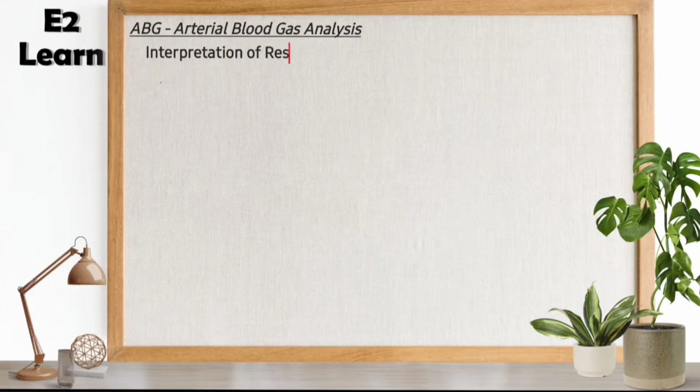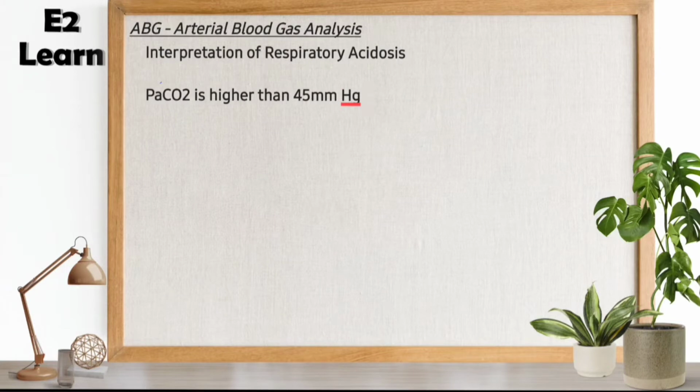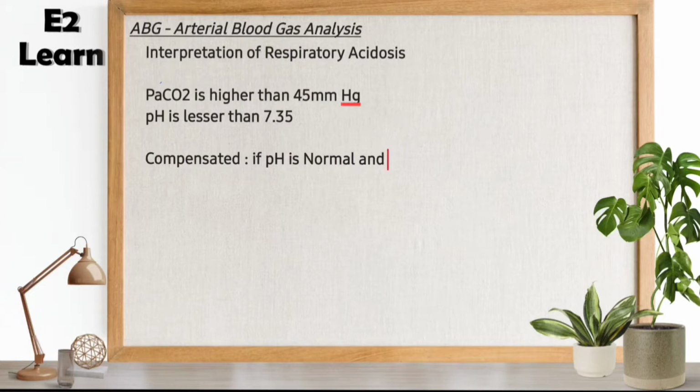So further going into the interpretation of respiratory acidosis, if the PaCO2 level is higher than 45 millimeters of mercury, and if the pH is lesser than 7.35, it is considered to be respiratory acidosis. If the pH is normal and the bicarbonate is higher, then it is called a compensated arterial blood gas.